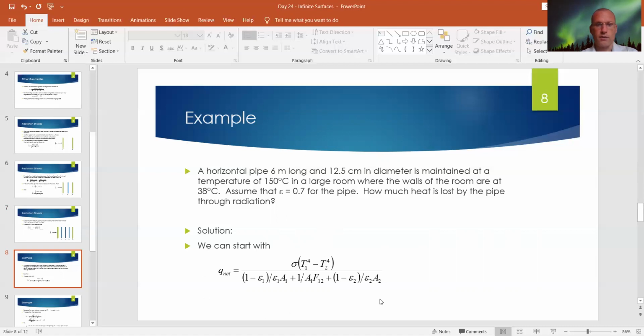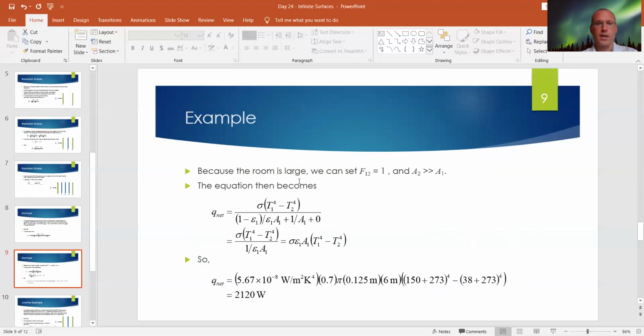So I know that, again, just dealing with 2 objects, sigma T1⁴ minus T2⁴ over these resistances. So getting off the cylinder, actually hitting the room, and being absorbed into the room. And then again, because the room's really large, F12 equals 1, so the pipe emits radiation. No matter where that radiation goes, it's eventually going to hit the room. A2 is also much bigger than A1, because again, my room is all the way around my pipe. So area there is much bigger.